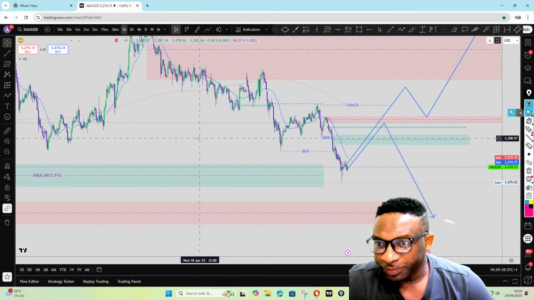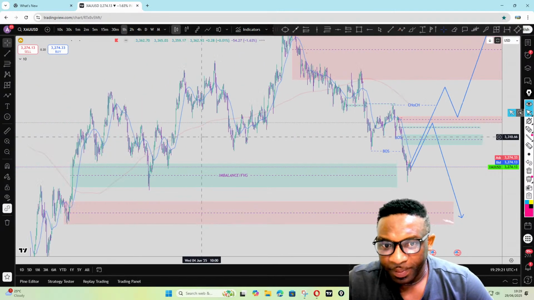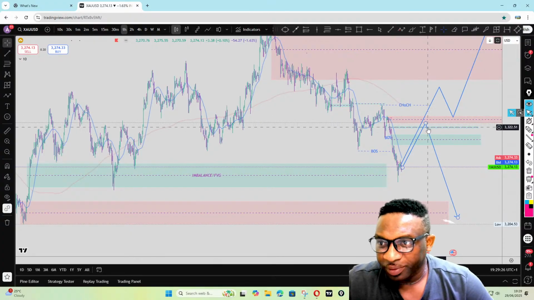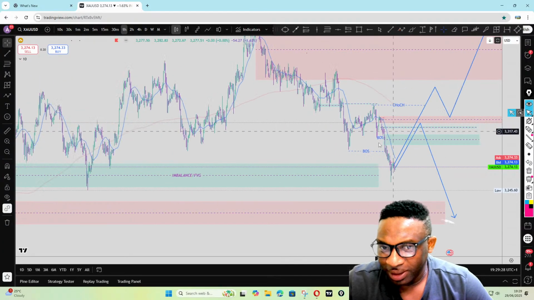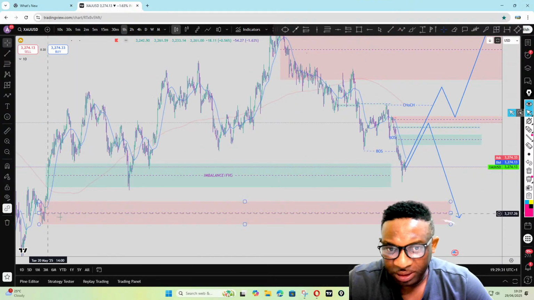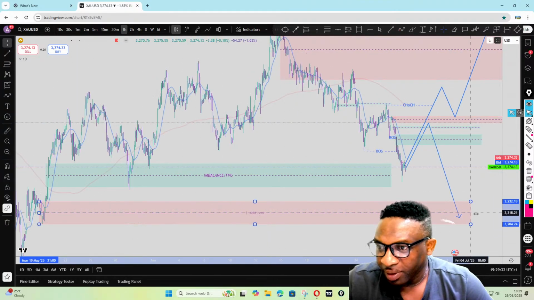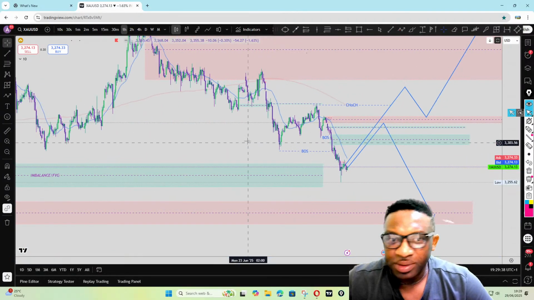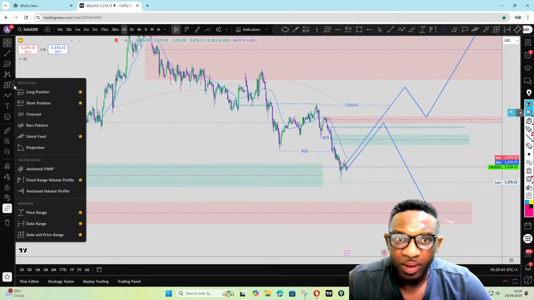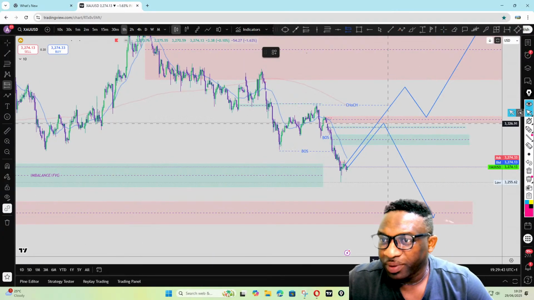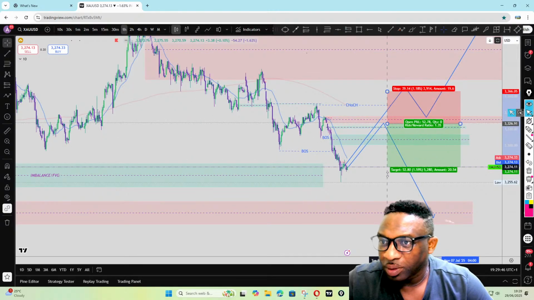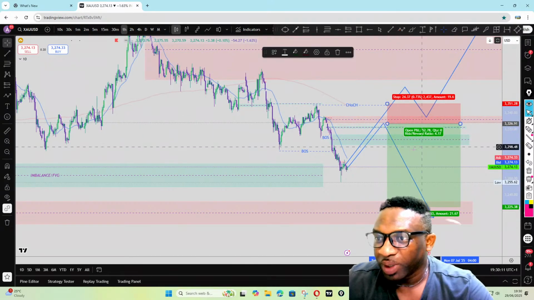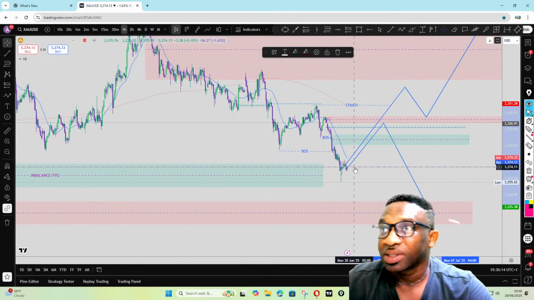All right, so we're taking an entry from here. If this plays out this way, our target is this demand area here. The next target will be this demand area here, so that would be something like this. So this will be our target, and for the stop, we have this kind of scenario. This is how it's going to play out.